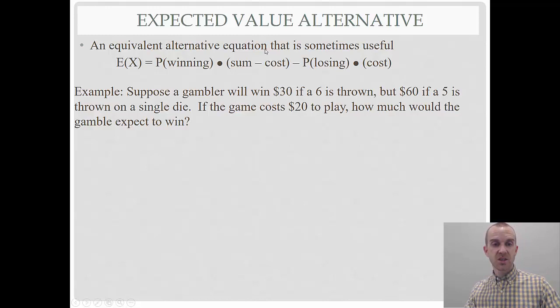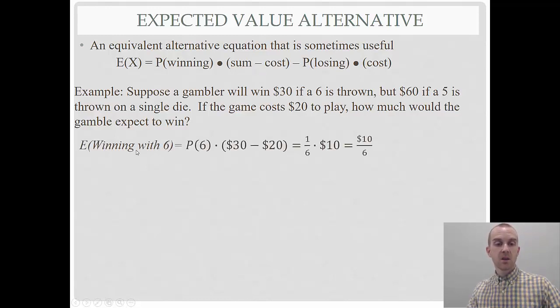So let's take this situation again. So we've got the $30 if a 6 is thrown, $60 if a 5 is thrown on the die, and $20 to play. So how much would the gambler expect to win? So instead of doing straight up the gross expected winning for each, we need to take in this idea of a net winning. So if I think about winning with the 6, I still have the 1/6 chance of winning, but now each time I win, I'm only netting $10 because I win $30, but it costs $20 to play, and that would be 10/6.